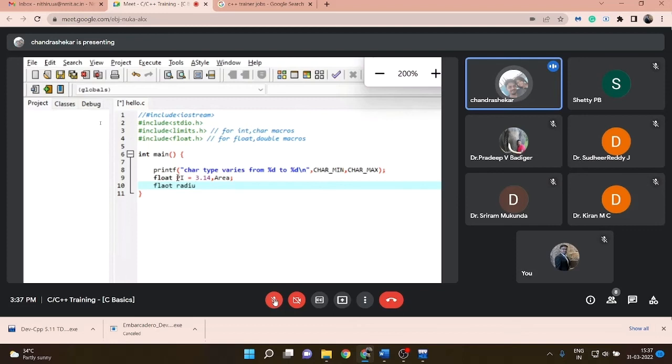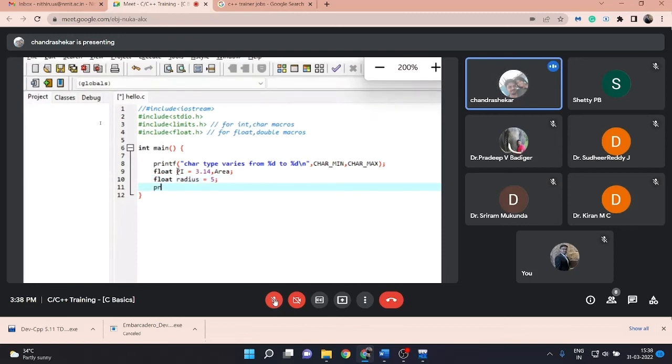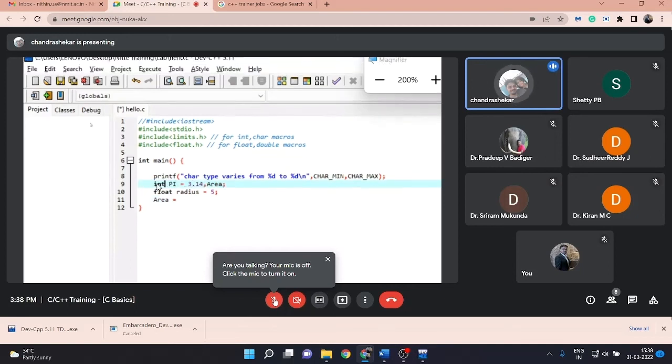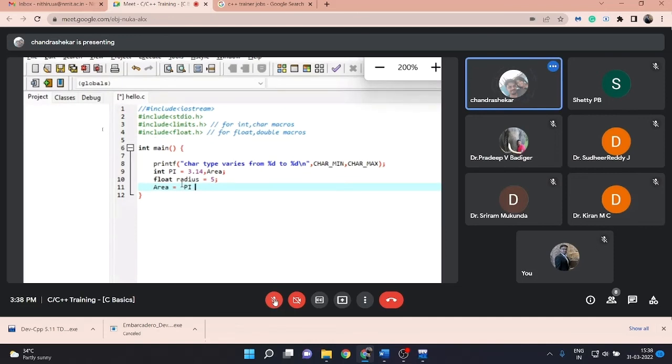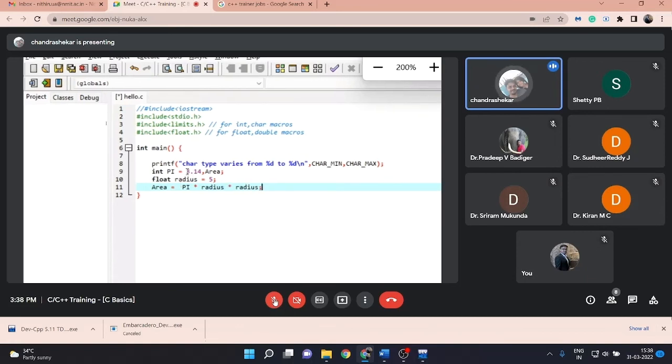Float radius is equal to 5, let this be a 5 centimeter radius. So let us print the area. Area should be float, right? Because the result is float. If I declare it as int, it will also compile and work. It's not an issue, but it will discard the numbers after the point. Area is equal to pi star radius star radius.